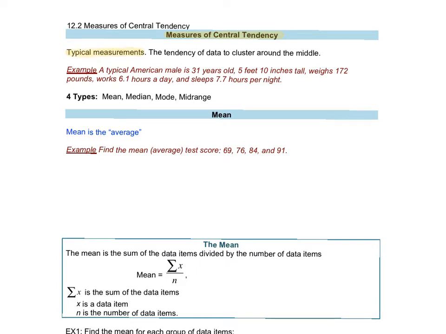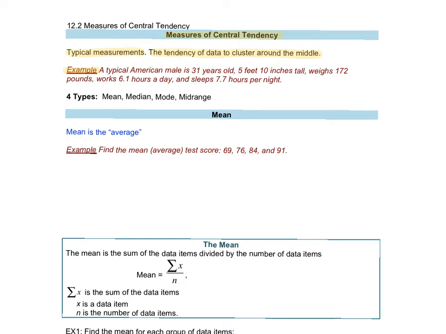The reason why it's called central tendency is it's the tendency of our data to cluster around the middle. An example of typical measurements would be an American male, 31 years old, 5 feet 10 inches tall, weighs 172 pounds, works 6.1 hours a day, and sleeps 7.7 hours per night.